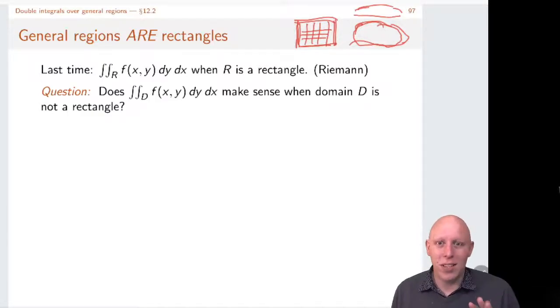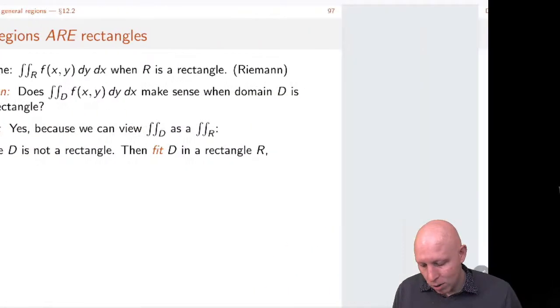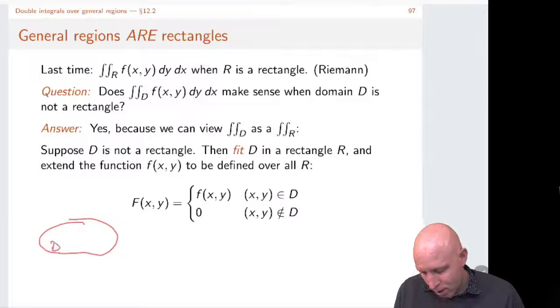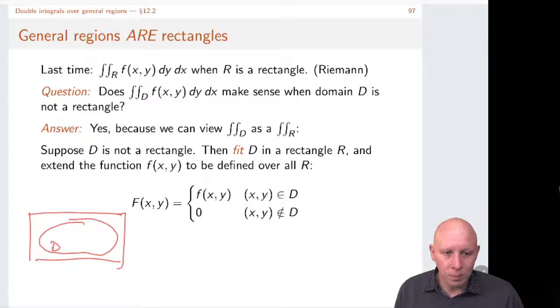It might feel a little bit like cheating, but let's set this up in such a way that an integral over a non-rectangular region actually becomes an integral over a rectangular region. And then we can say we're all good. All right, here's what we're going to do. We are going to say we have our region D, and we're going to fit it inside a rectangle.